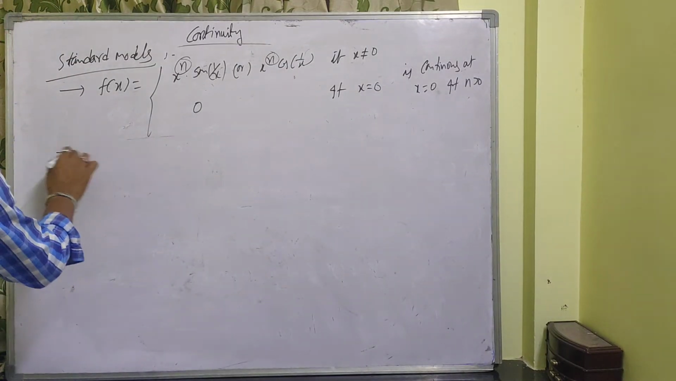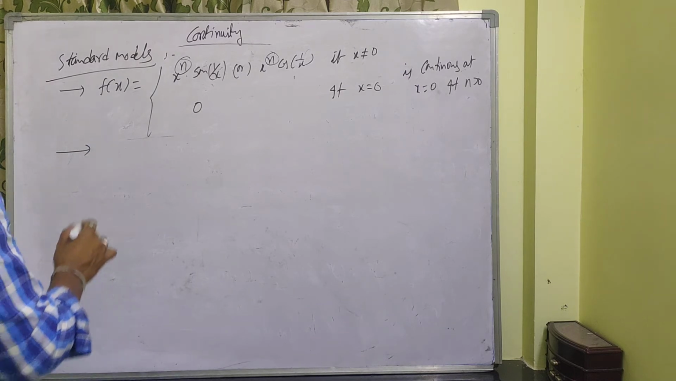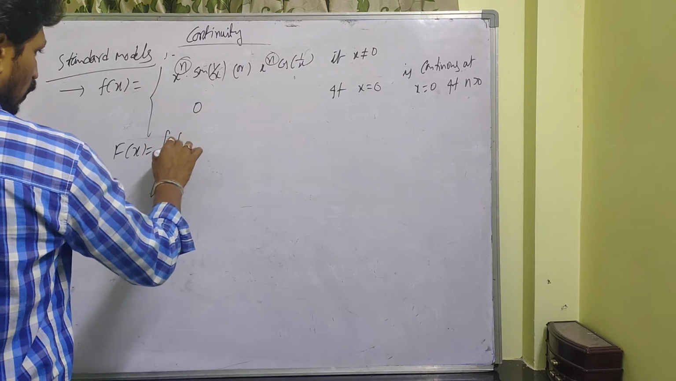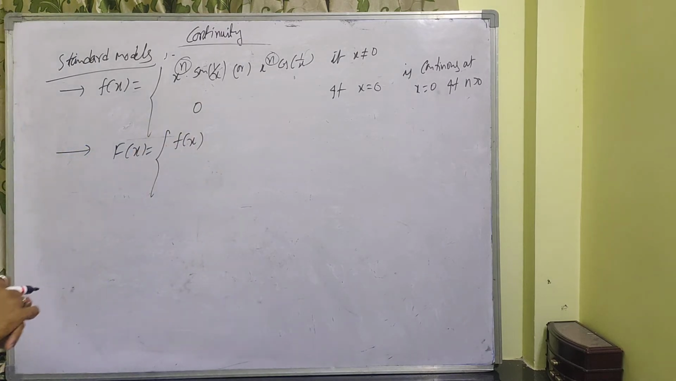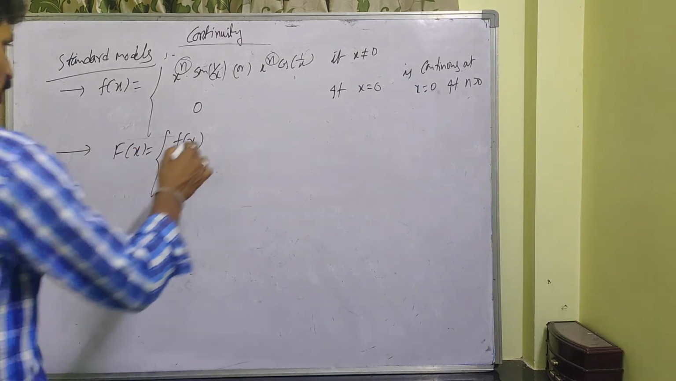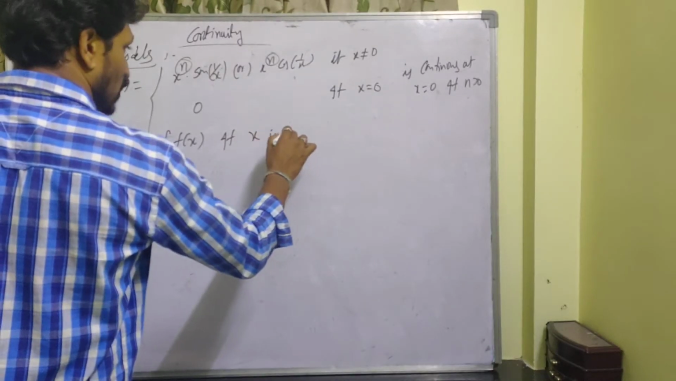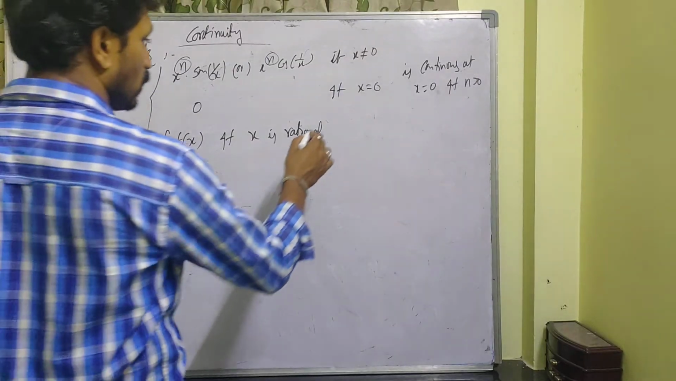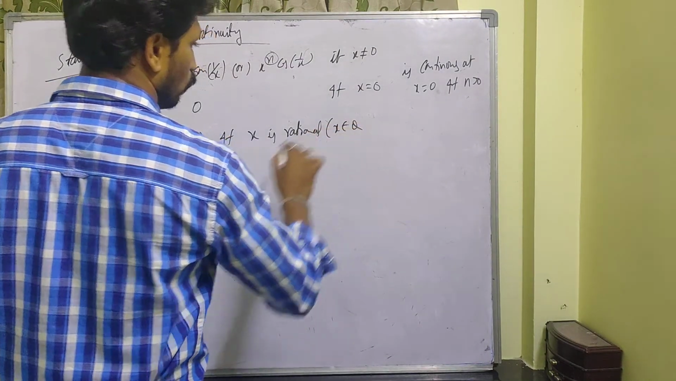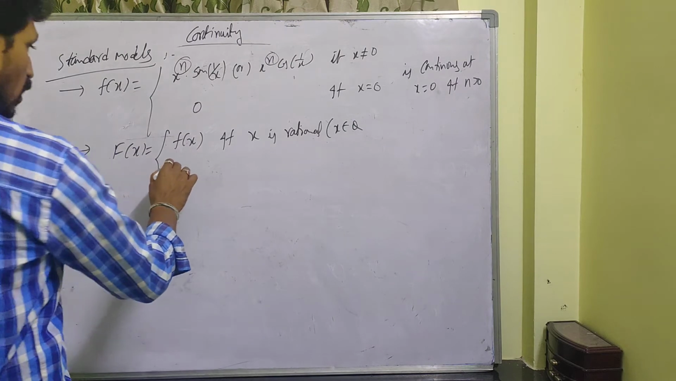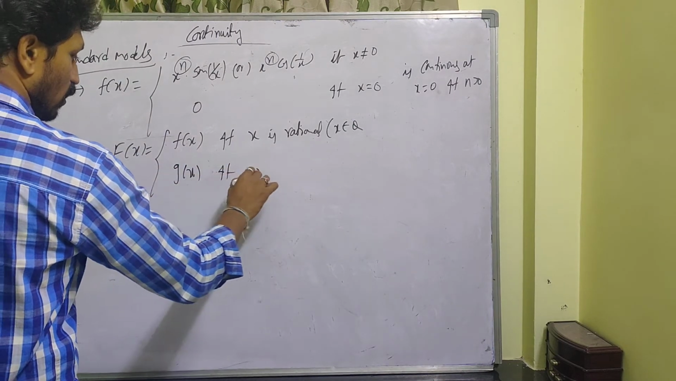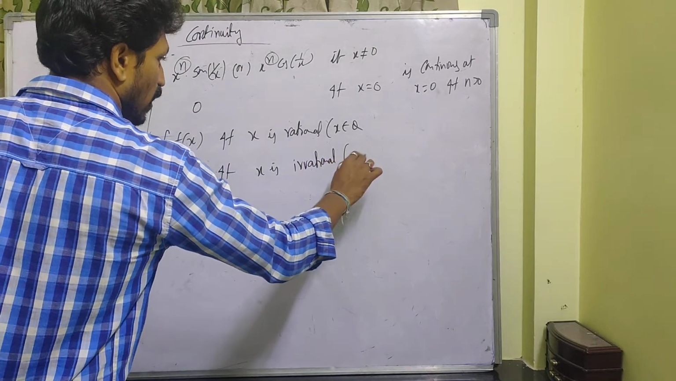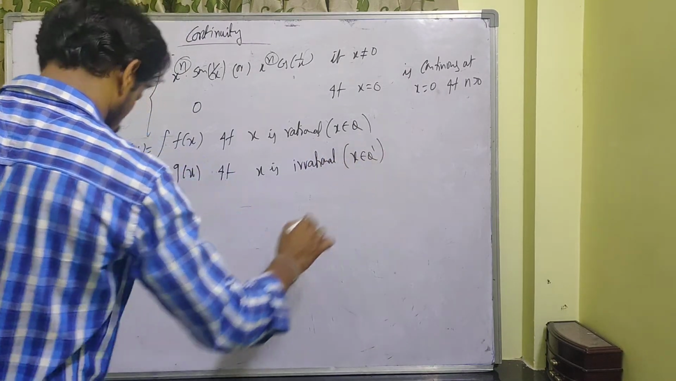Okay, the second important model is f of x is equal to some function, capital F of x, if x is rational. This is a very, very important model. Rational means, instead of this, they make it x belongs to Q. And G of x if x is irrational. For irrational, they write x belongs to Q dash or Q power c.